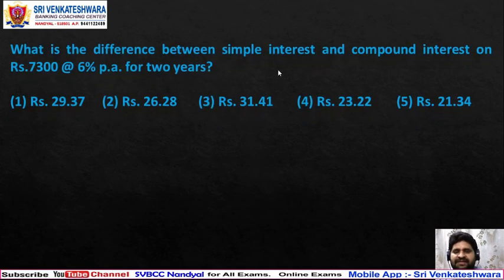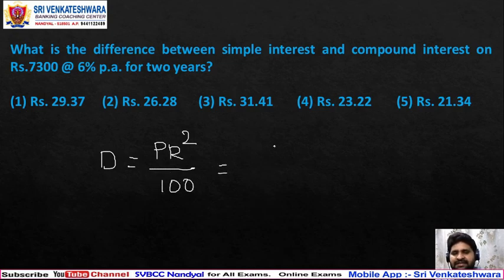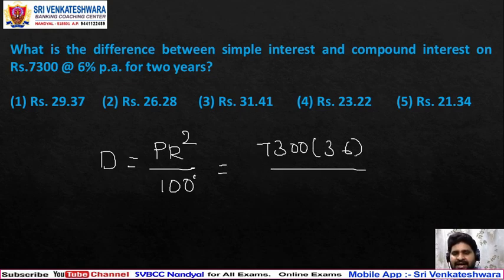What is the difference between simple interest and compound interest on 7,300 at a rate of 6% per annum for 2 years? Same thing, directly the same formula. D equals PR square by 100 square. P is given, R is given, and they're asking for the difference. P is 7,300, and R square is 6 square, which is 36, by 100 square. 100 square means 100 into 100. If I cancel 100, now it is 73 into 36 by 100.